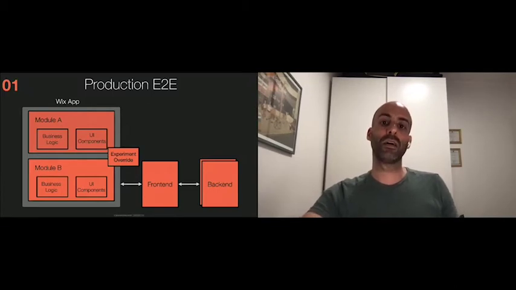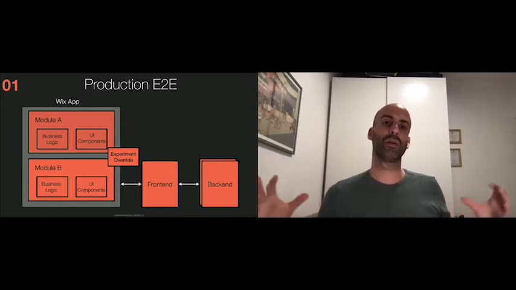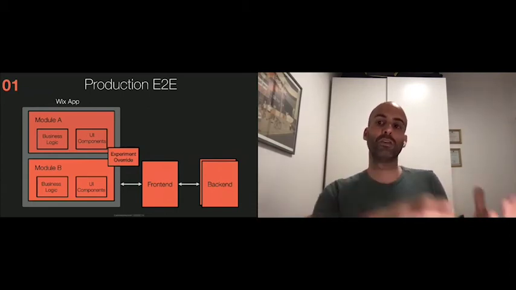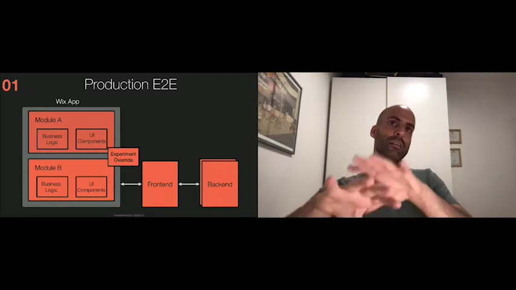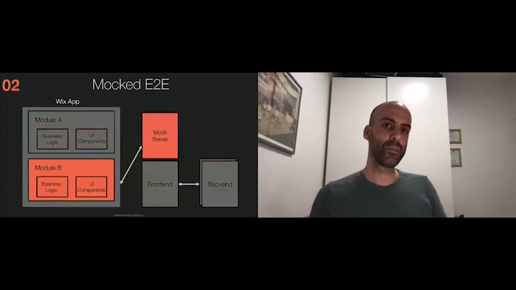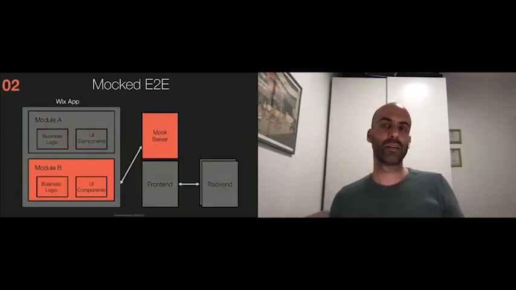Production end-to-end tests run whenever a module owner wants to GA or publish their work into the full app. So it takes everything, wraps everything around, and runs an extensive production end-to-end test with the new version of the module and the same version of everything else, and just wants to make sure that everything works as expected. The second type is mocked end-to-end.